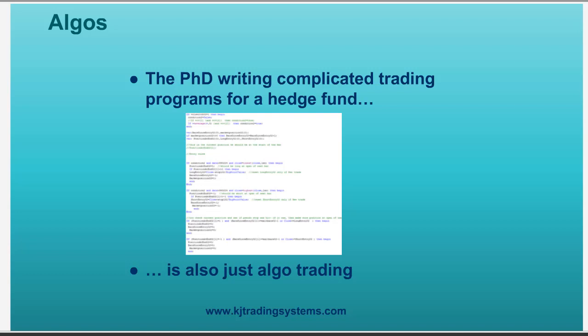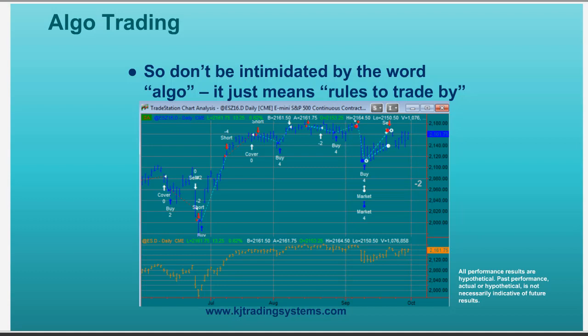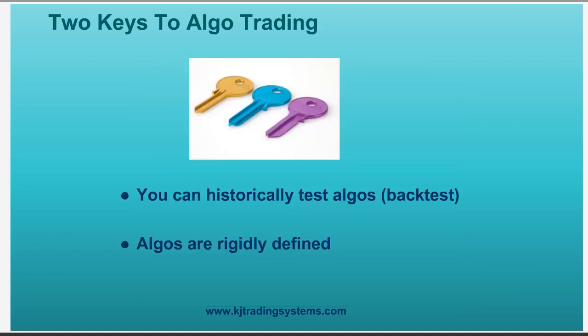So there's a wide range, obviously. And again, you can't be intimidated by this. It's just rules to trade by. That's the simple way to think about it. And you run the rules, you look at the backtest results, and then you determine, hey, I want to trade it or I don't. That's the real simple version. Obviously, it gets a lot more complicated.